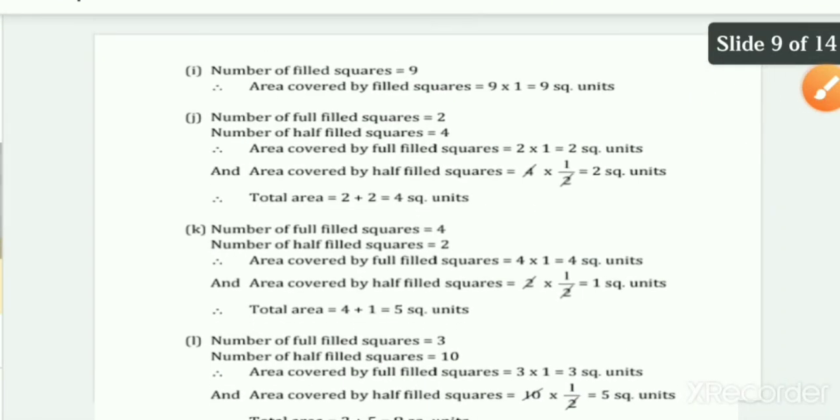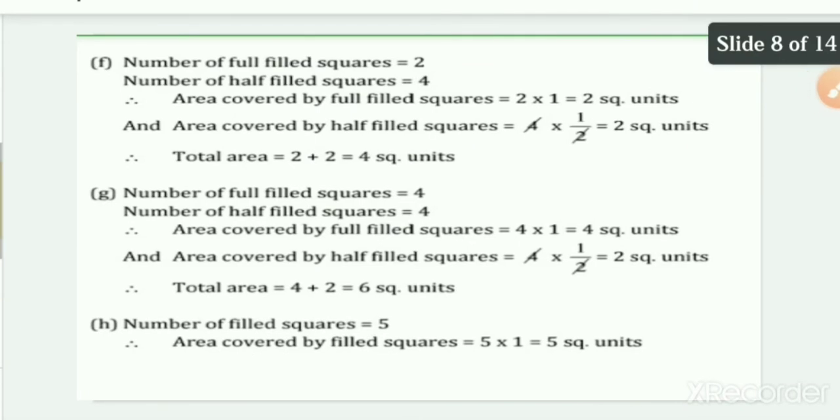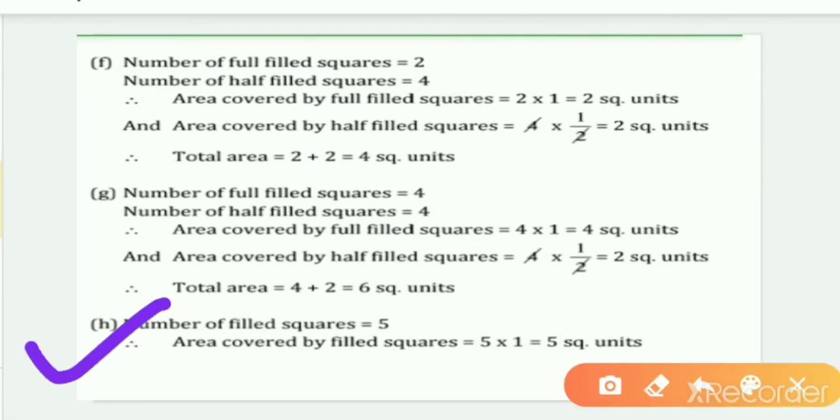You can see here. Yes, see, look at here. Number of filled squares we have, or you can write number of full squares is equals to 5. So therefore area covered by filled squares is equals to 5 multiplied by 1, that will be equals to 5 square units, right?